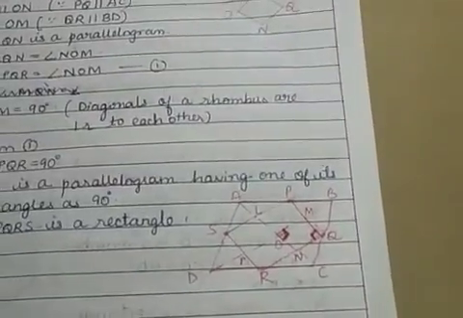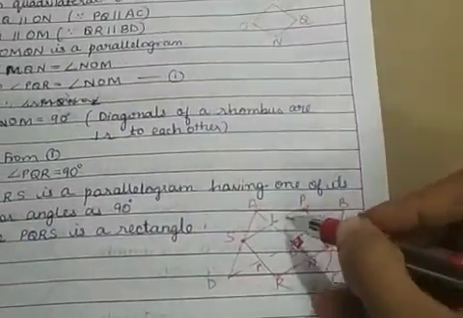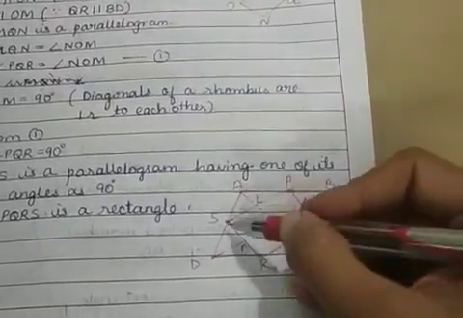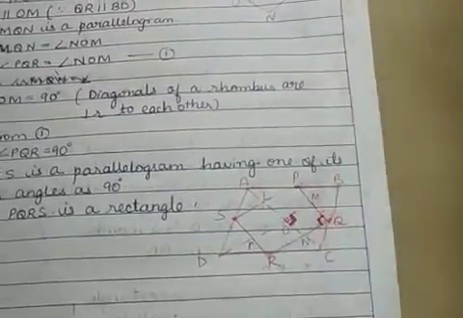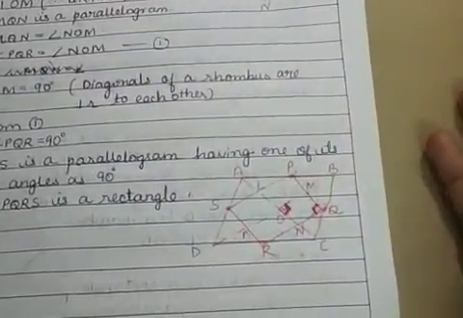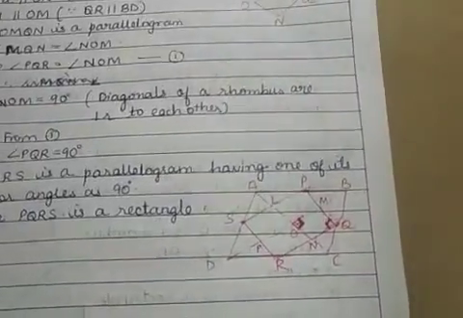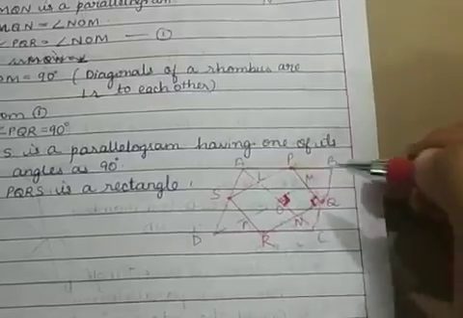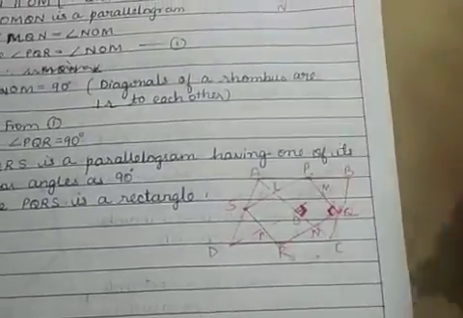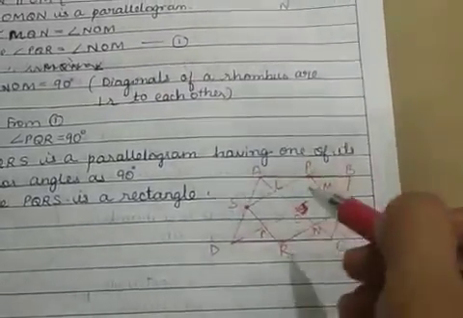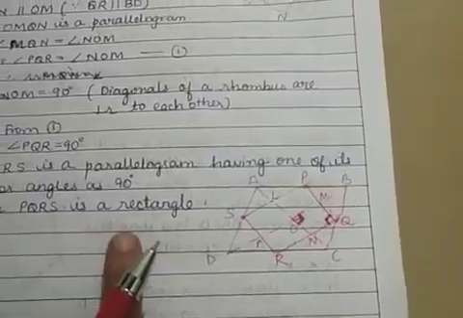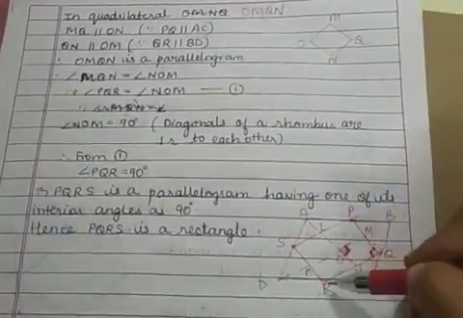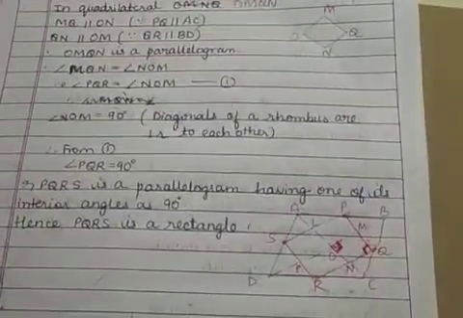Now, this is the second condition. The third condition is the opposite sides are equal. Since it is a parallelogram, automatically the opposite sides are equal, correct? So all three conditions are satisfied. That is, PQRS is a parallelogram, one of the interior angles is 90 degrees, and opposite sides are equal. So since all three conditions are satisfied, we can say PQRS is a rectangle.